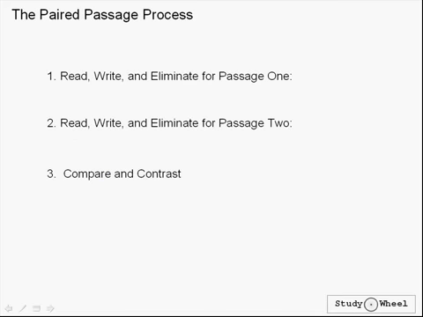The paired passage process is basically 3 steps. You first start out by attacking passage 1, and that means that you read, write, and eliminate for passage 1. So you're going to read passage 1, and then go to the questions and answer those questions before you've even started passage 2. Then, once you've done that, you're going to want to read, write, and eliminate for passage 2.